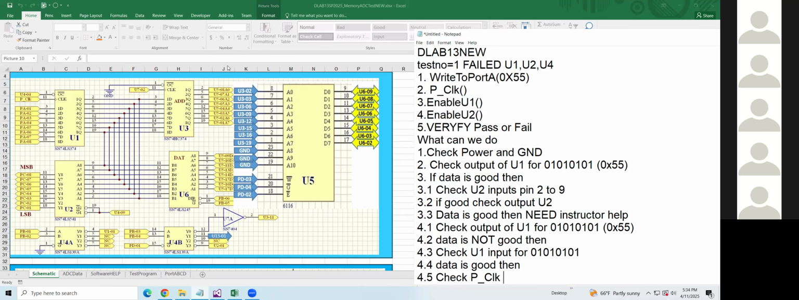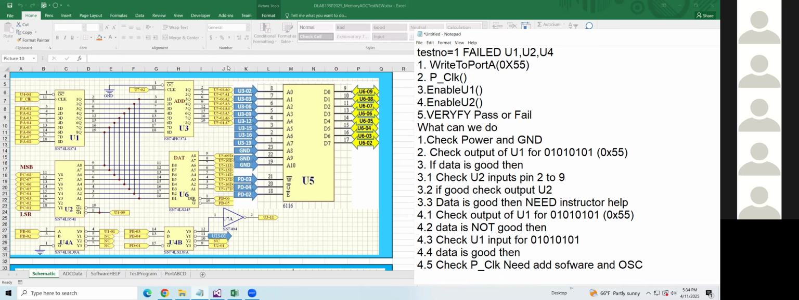Okay. This needs no added software. And the oscilloscope. Okay. 4.5, 4.6. Clock good. Replace IC.